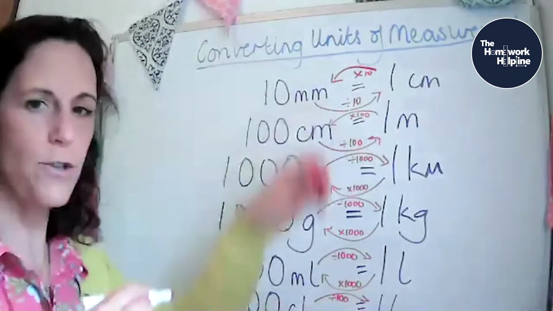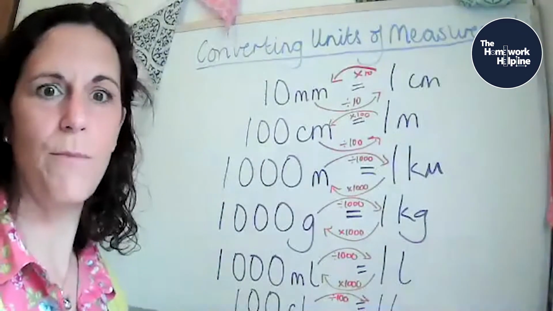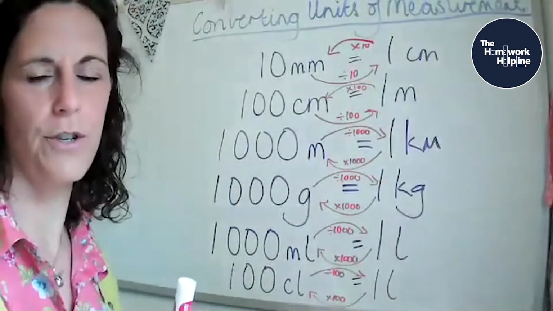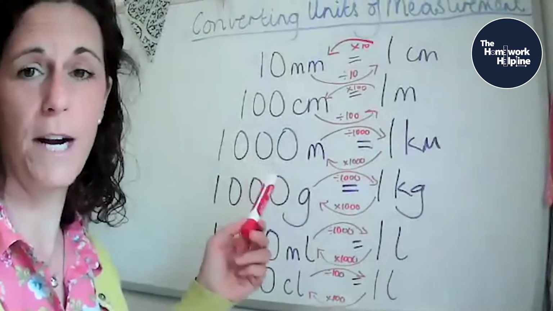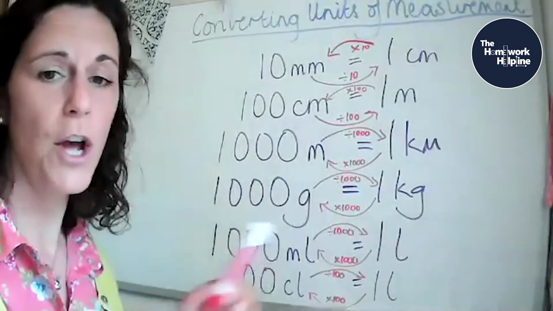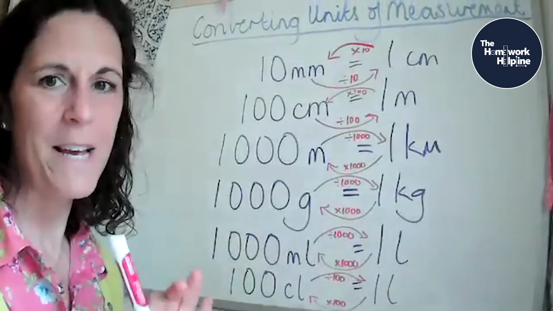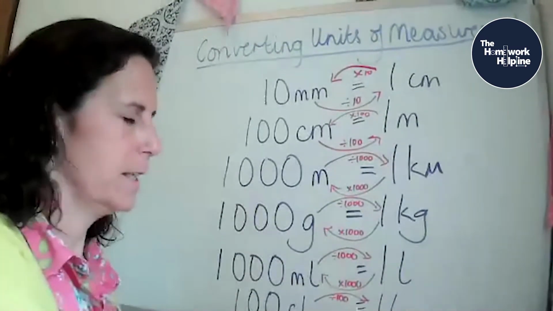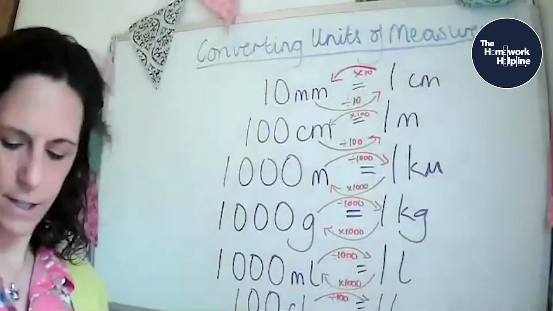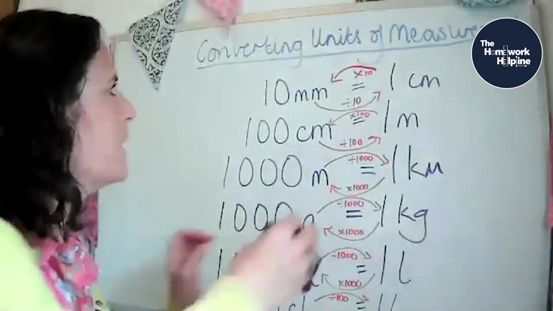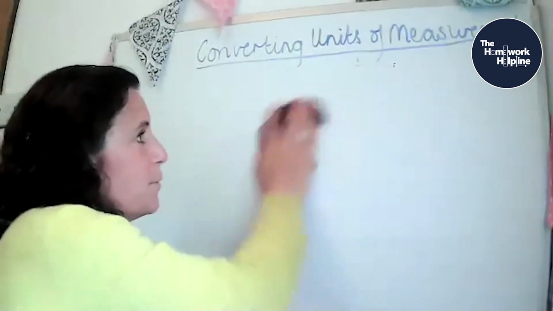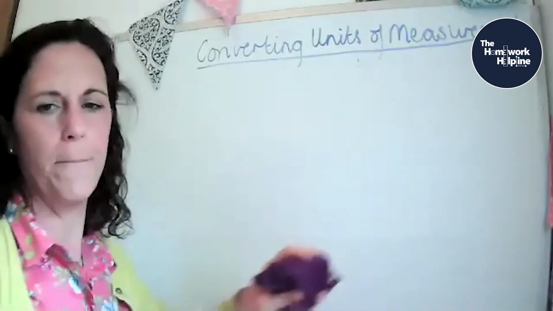Now, if you have that all written down and put somewhere where you can see it really clearly, and you've done your revision video on timesing and dividing by 10 and 100 and 1,000, you will be all set for this. But let's just do some examples, shall we? So, clear that off. Make sure you've got it written down. Press pause if you haven't. And we'll do some examples.